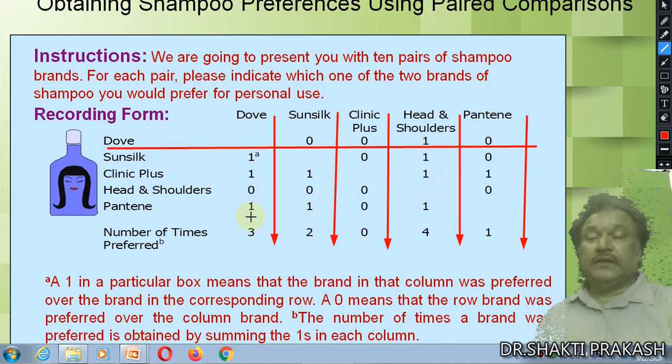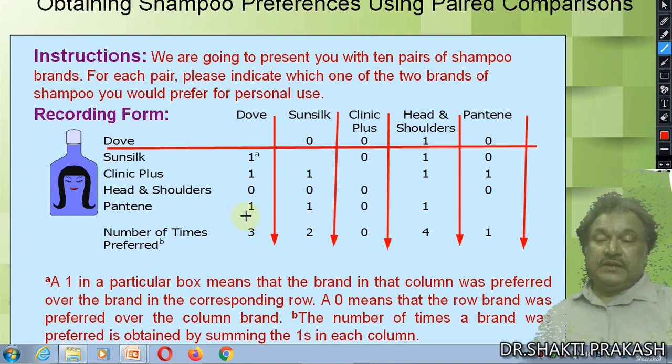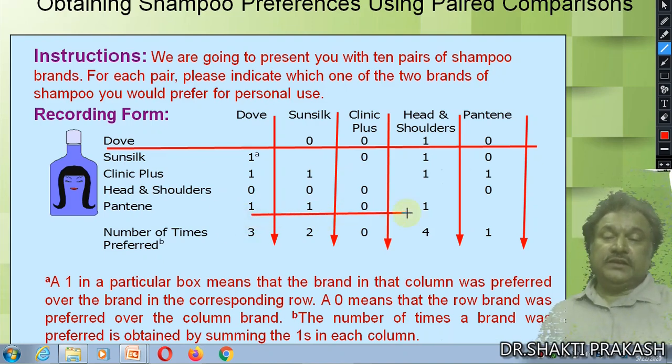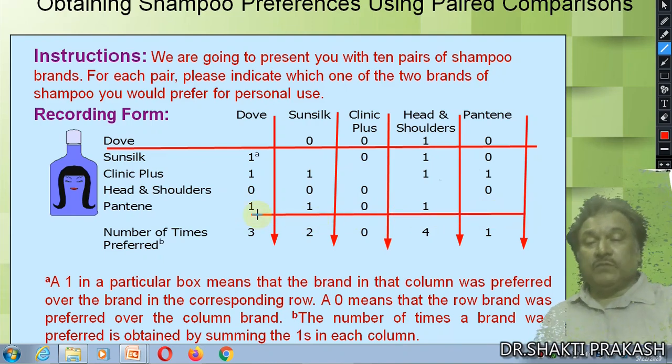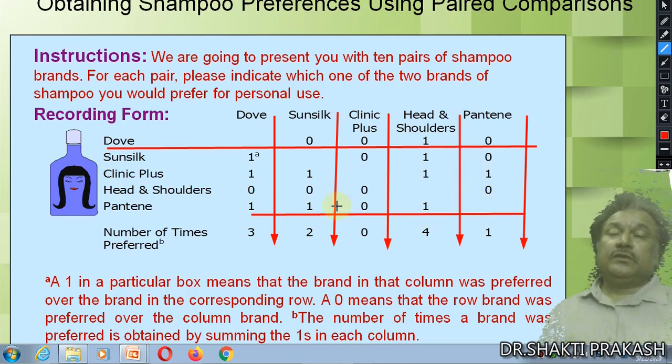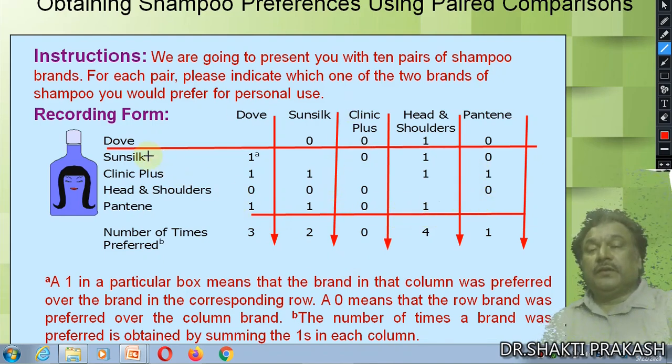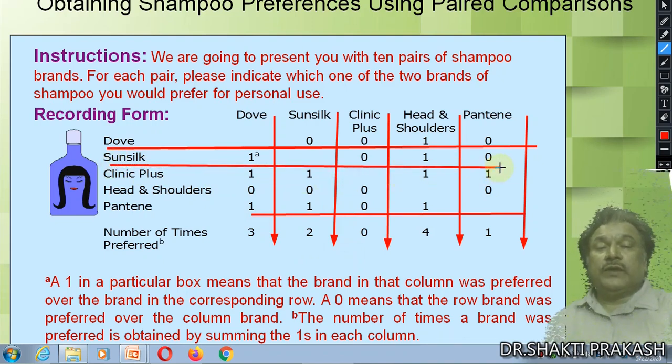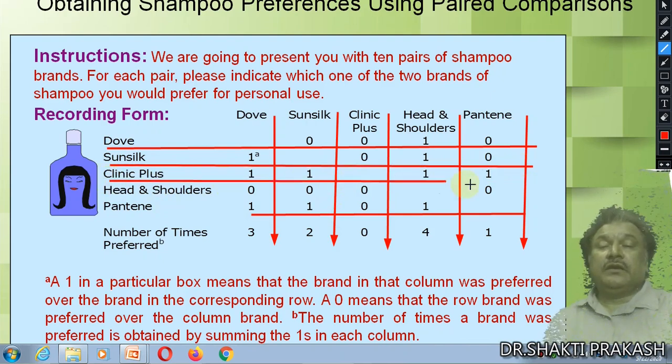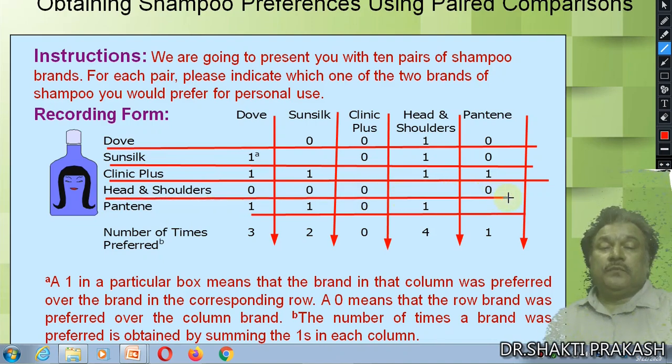Then here again, you can see Pantene. In the condition of Pantene, Dove is getting 1 mark because it is better than Pantene. So for every product and every brand, you can compare row and column. Marks will be given in columns and compared with the products in rows. These are Head and Shoulders, Pantene, and lastly you will get the total preferred marks, the number of times preferred.